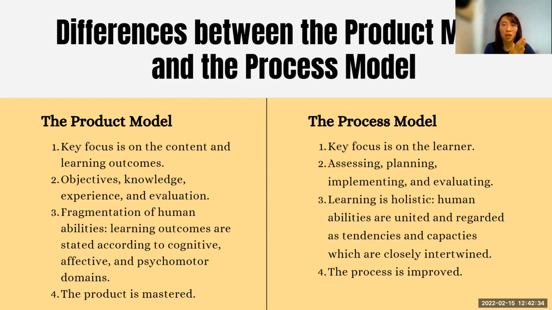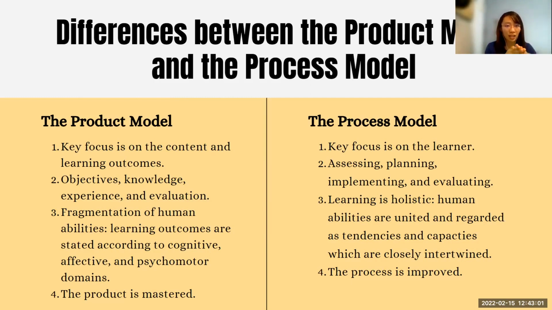So for example, when you are at this level, you will have the tendency to do something, and then at this level you have the capacity: you are able to perform certain skills, certain knowledge you are able to display. And these tendencies and capacities are very closely intertwined. So it's not separated into different learning outcomes like the product model.